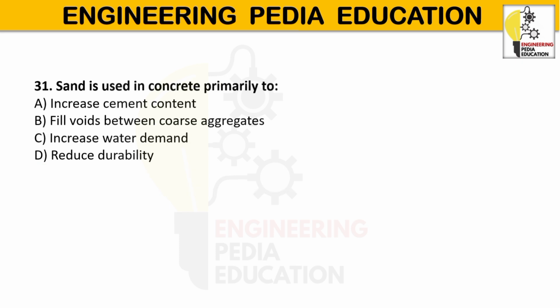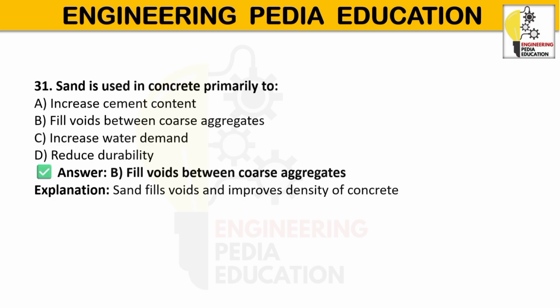Sand is used in concrete primarily to increase cement content, fill voids between coarse aggregates, increase water demand, reduce durability. So the correct answer is to fill voids between coarse aggregate. Sand fills voids and improves density of concrete.